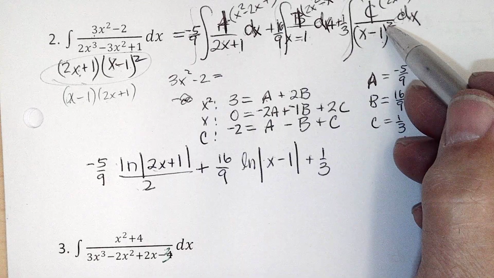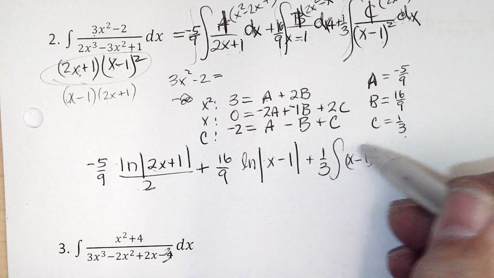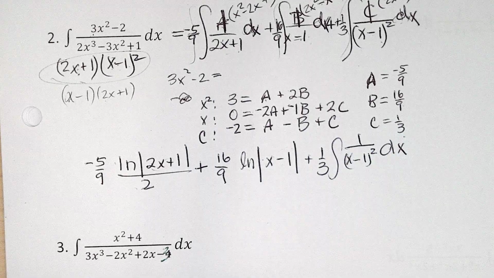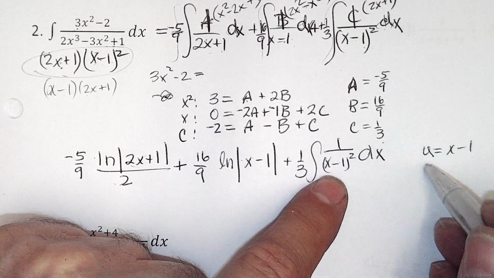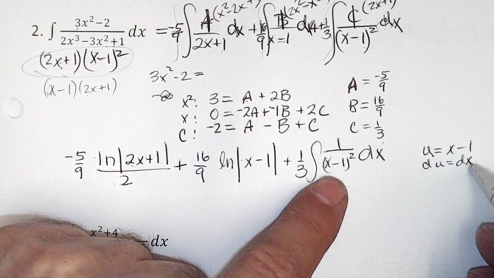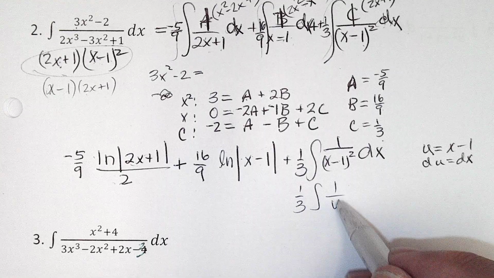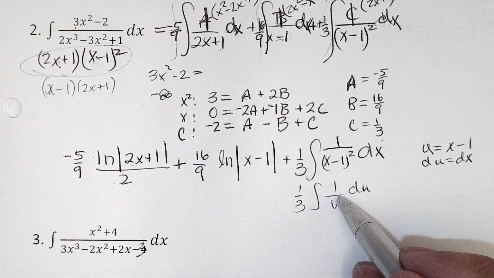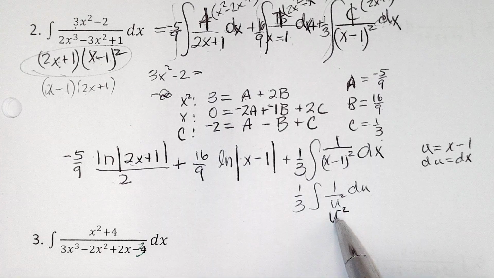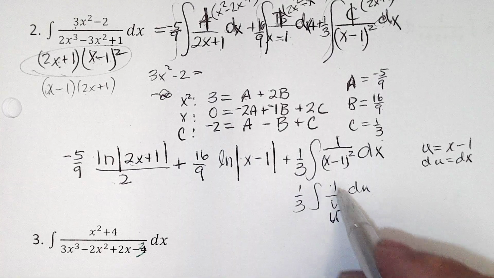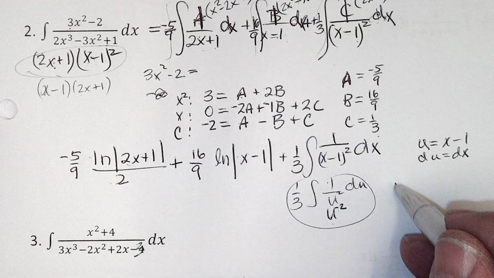Plus 1/3, don't automatically assume ln, integral of x minus 1 squared with 1 in the numerator dx. To do this one, I'm going to do u equals x minus 1, du equals dx. So this is like 1/3 integral of 1 over u squared du, which is u to the -2. So I add 1 to that, so I get u to the -1, and I have to divide by -1, so this becomes 1/3.